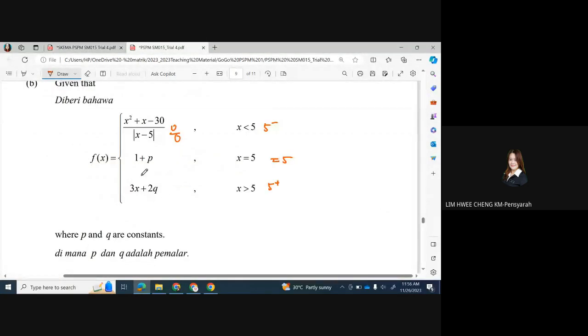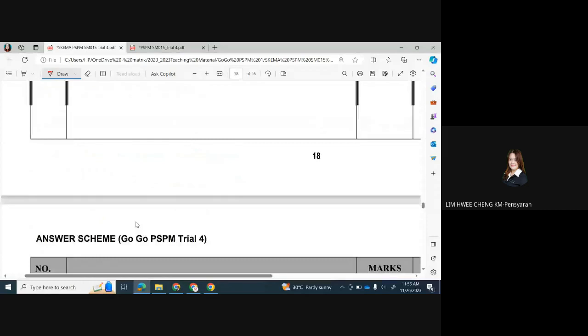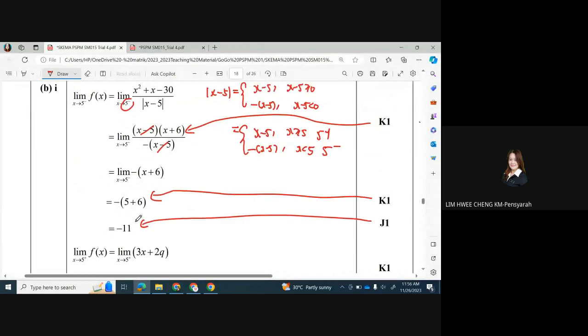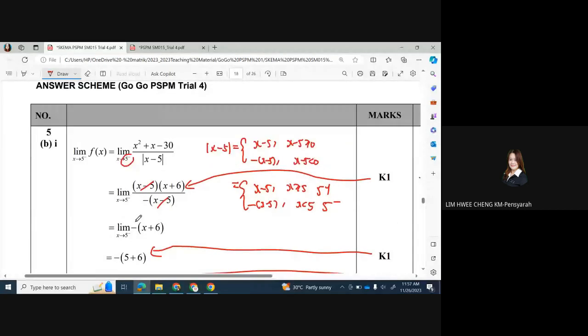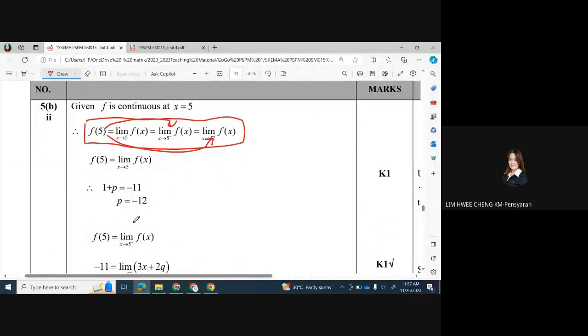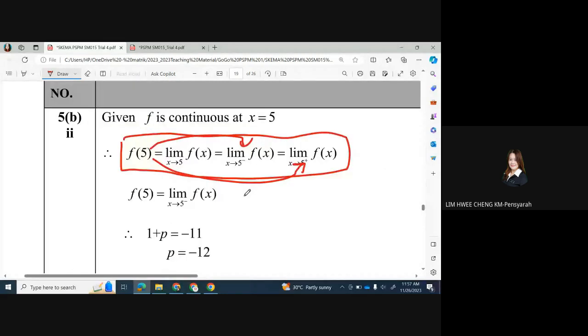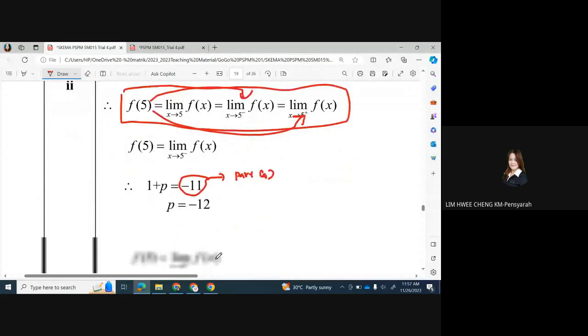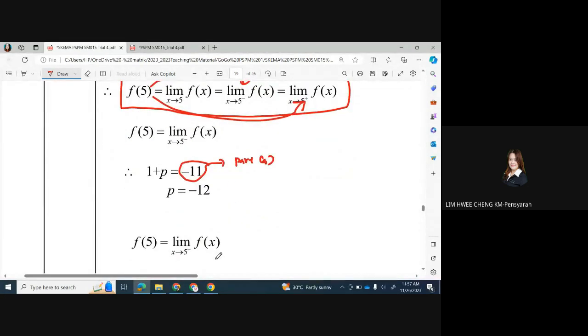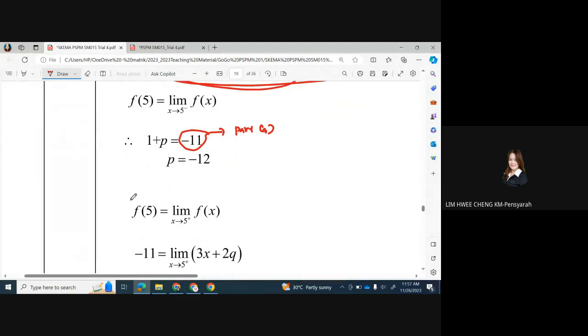F5 adalah 1 plus P, 5 kanan adalah yang 3x plus 2q ini. Okay, tadi kita dah kira kan dia adalah sama. Okay, dia banding dengan 5 kiri dulu. 5 kiri, so minus 11 dekat part A. Ini kita datang dari part A. So you kira your P is minus 12. Okay, F5 equivalent to 5 kiri. Nampak tak? Bila continuous, saya akan banding macam ni. Saya bukan limit saya akan banding. Okay, so minus 11.